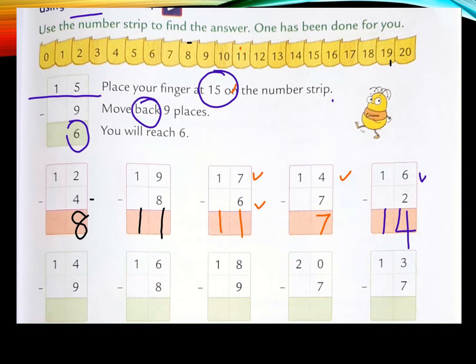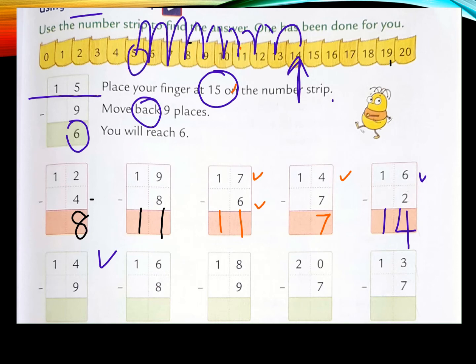14 minus 9. Keep your finger on number 14 and count 9 places backwards. 1, 2, 3, 4, 5, 6, 7, 8, 9. Number 5.